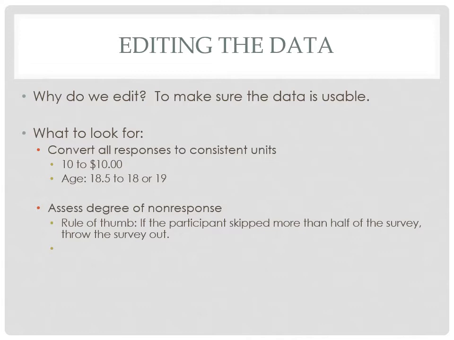All right, and so a rule of thumb here is if a participant skipped more than half of the survey, we're just going to throw their survey out. What we're looking for here is item non-response, where the respondent has returned the survey, but they've skipped individual questions on the survey. And if they've skipped just 1 or 2 questions, that's fine. It's not ideal, but it's not something we're really concerned about.